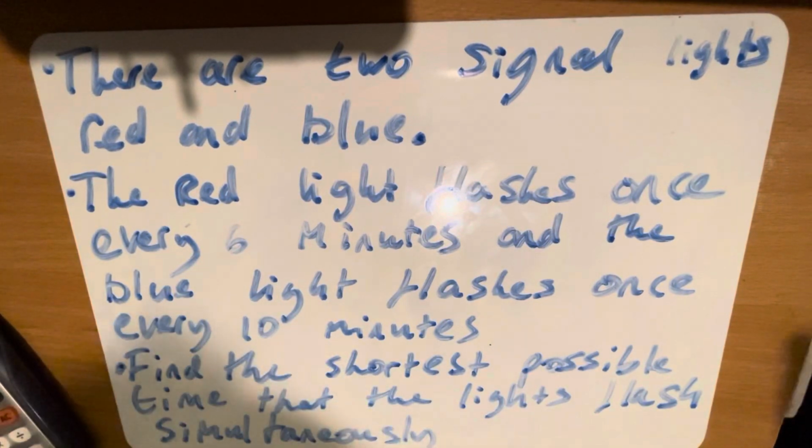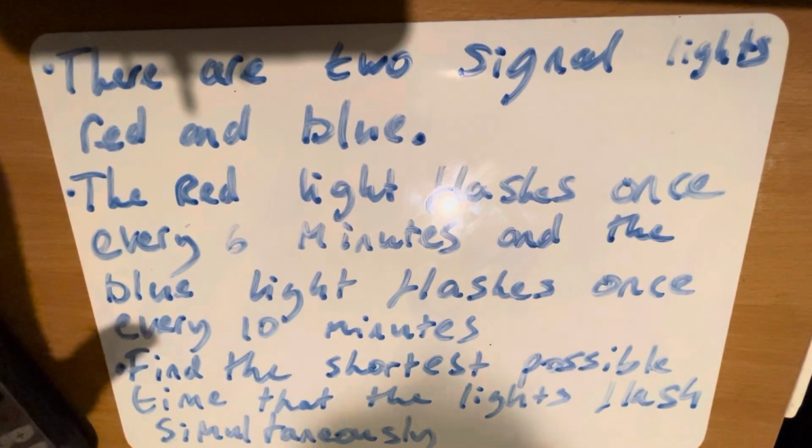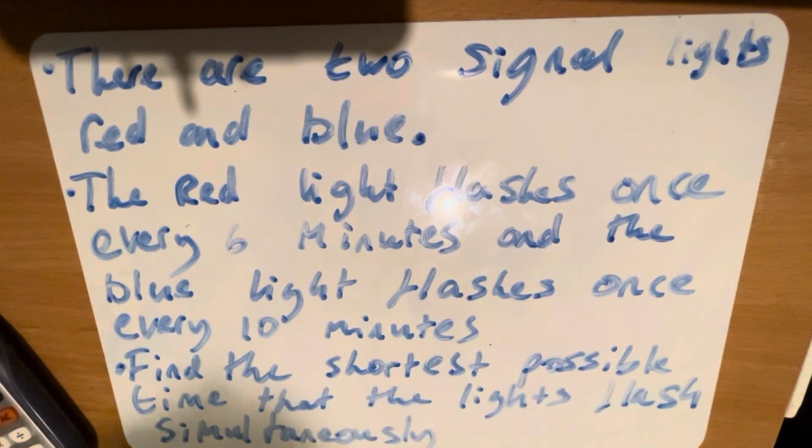Today we're looking at a question I saw on Facebook. I really like the look of this one. Two signal lights, red and blue. The red light flashes once every 6 minutes. The blue light flashes once every 10 minutes. Find the shortest possible time that the lights flash simultaneously.